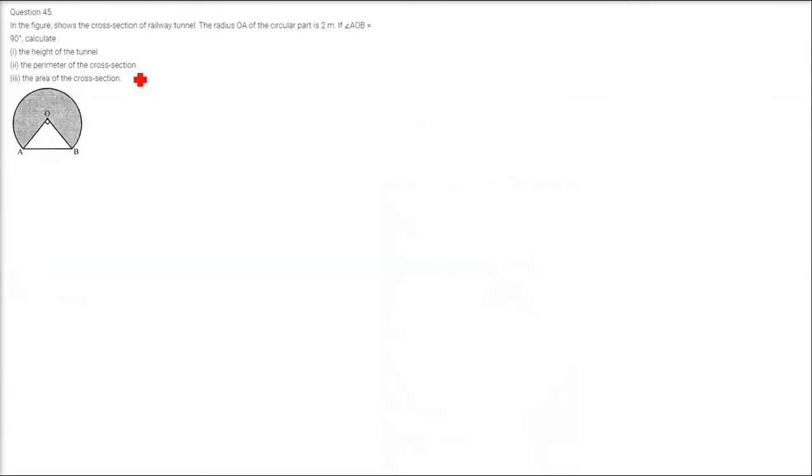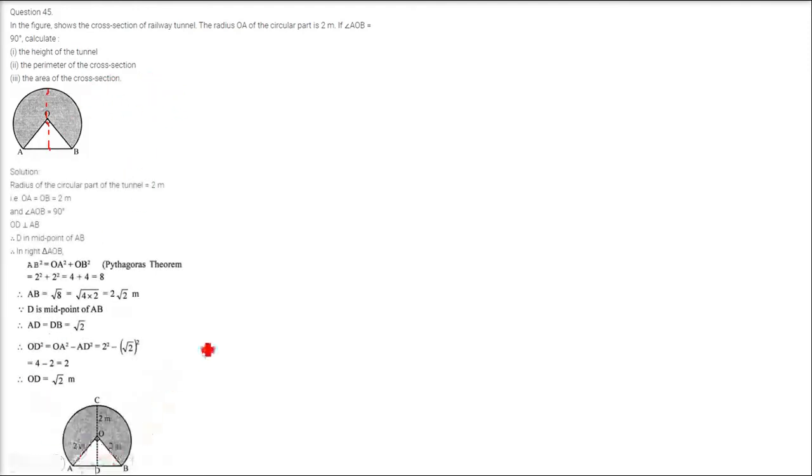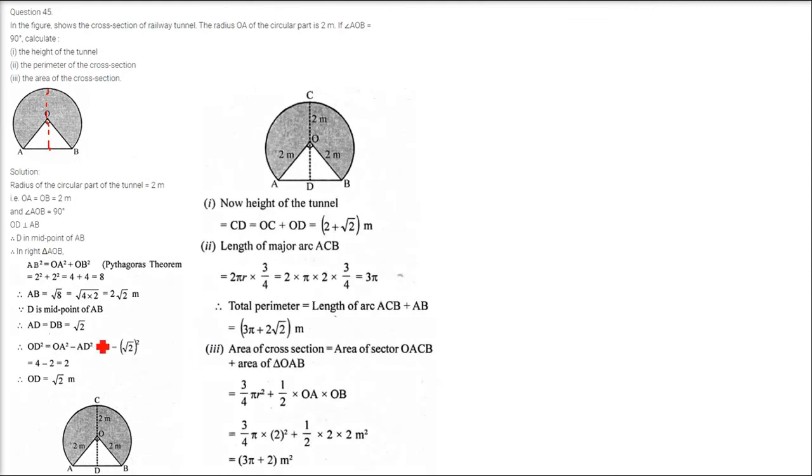The figure shows the cross section of a railway tunnel. The radius OA of the circular part is 2 meters. If angle AOB is 90 degrees, find the height of the tunnel. So we have to find the height of the tunnel, the perimeter of the cross section, and the area of the cross section. So here is the figure, how we are going to do this.